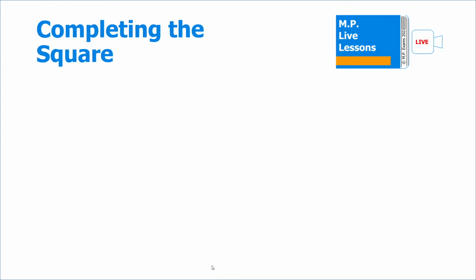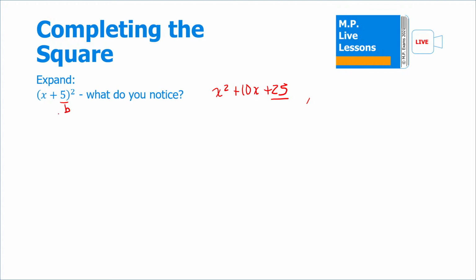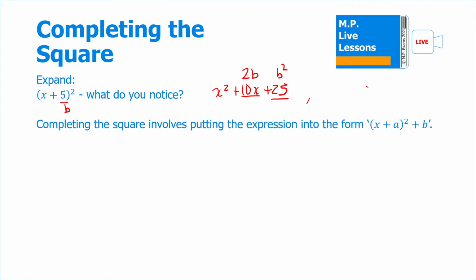Next is completing the square, which was in the last paper as well. So let's say we expand this, and what we notice is, let's call this a number like b. So this is b squared, and this happens to be 2 lots of b. So completing the square involves putting some quadratic expression into x plus a number all in brackets, and then you add or subtract a number at the end. So we need to, for example, manipulate this expression to complete the square.